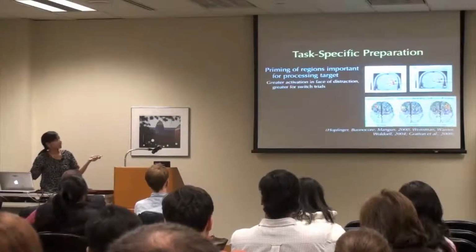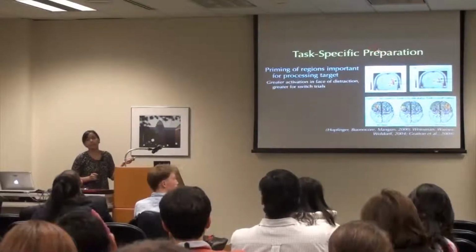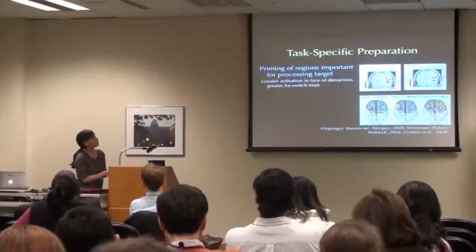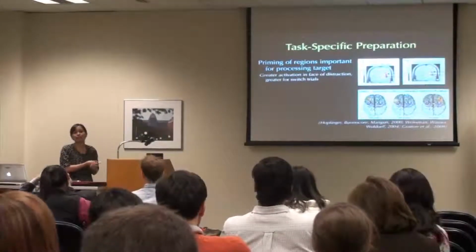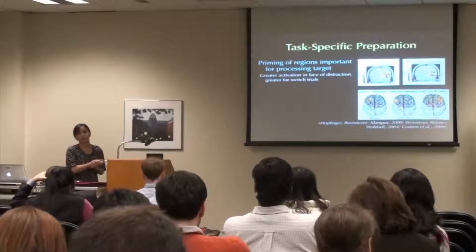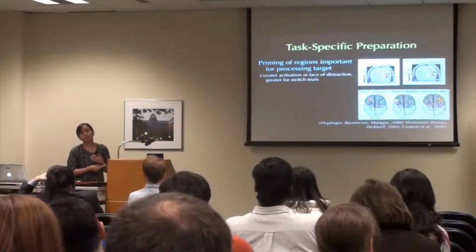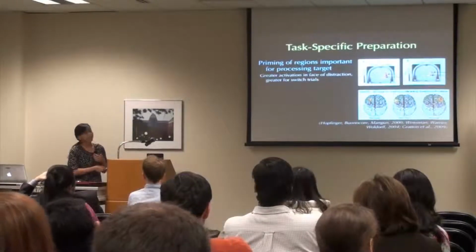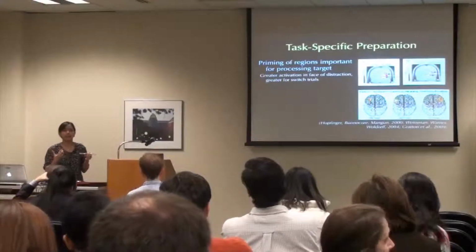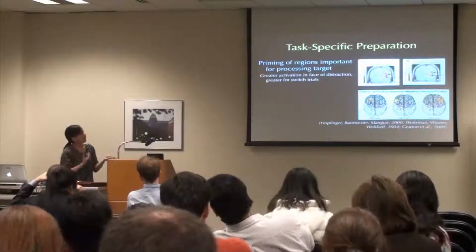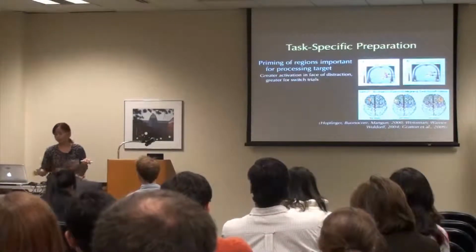What's also interesting is how this type of activation is modulated by switch or control demands. What they find is that in preparation, in priming areas that are important for the task that's about to come up, priming or activation in these areas is even greater when it's a switch trial, or when the condition demands high control. So the priming seems to be greater in the face of distraction and when you really need to focus or concentrate.